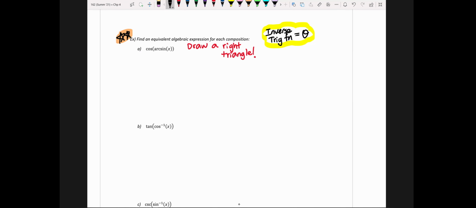Okay, so you're going to set the inverse trig function equal to theta. So here let's put in arc sine of x is equal to theta. That means sine of theta is equal to x. So inputs and outputs switch.